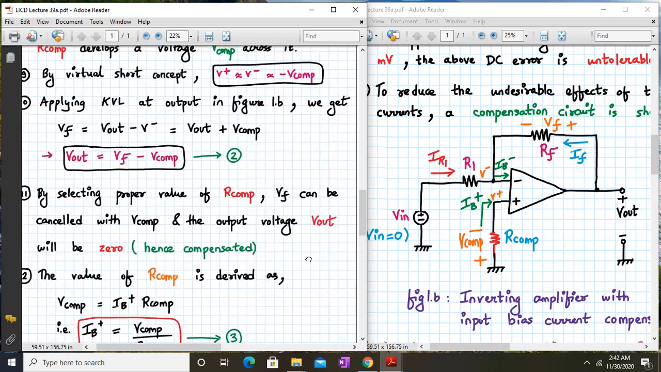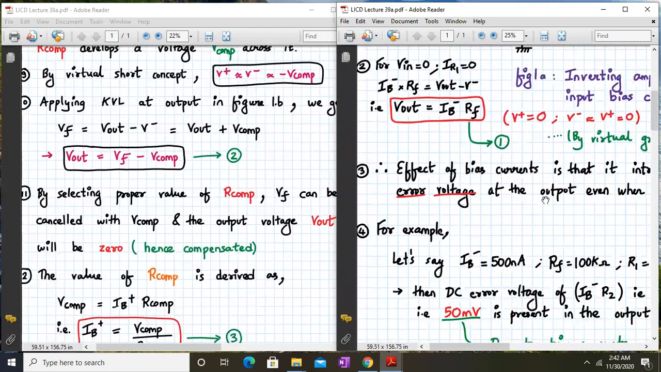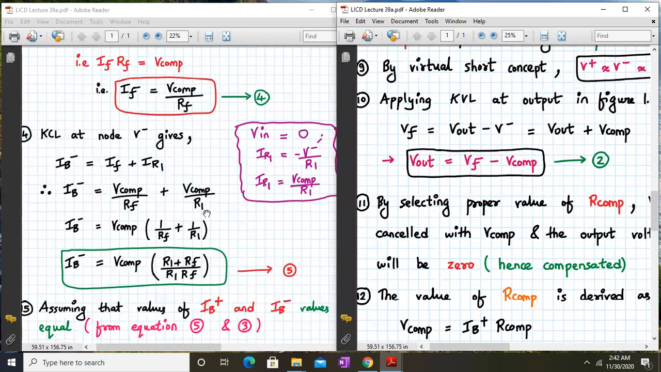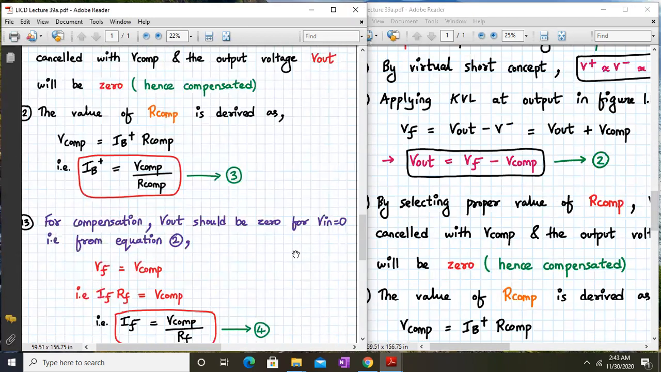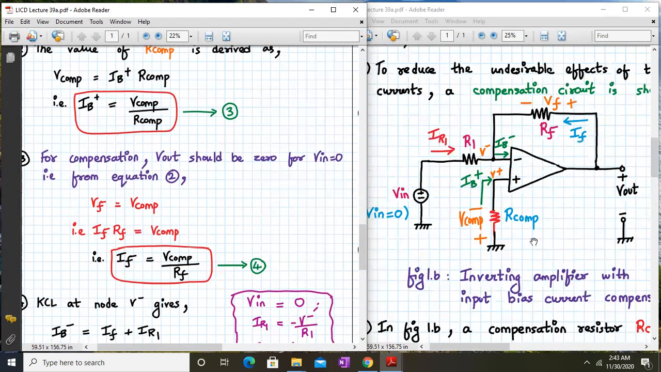So this is equation number 2. Let me clarify this very clearly. This was equation number 2. What we are writing over here, for compensation, V out should be 0, correct? So in equation number 2, if V out is 0, your VF will be equal to VCOM. That's exactly what we have written over here. I hope that it is clear now.